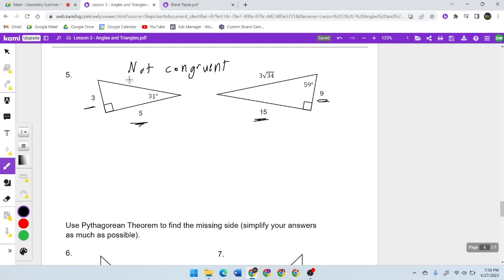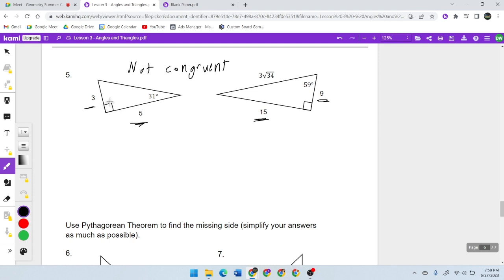Now, does it matter that this hypotenuse is missing? No, it doesn't matter. We can find it if we want. I don't really care right now. All I'm going to worry about is can I prove the angles are the same? Because if the angles are the same, then that means it's going to be similar. If the angles are different, then it's nothing. It's not congruent. It's not similar. Now, obviously, 31 is not equal to 59, but what I want you to notice is that all angles in a triangle add up to 180.